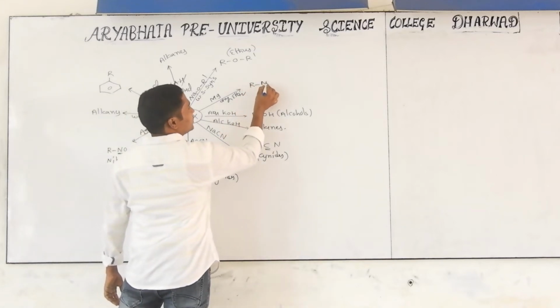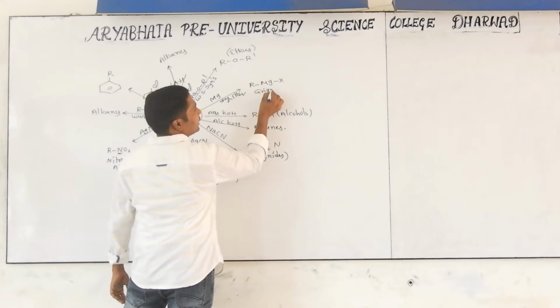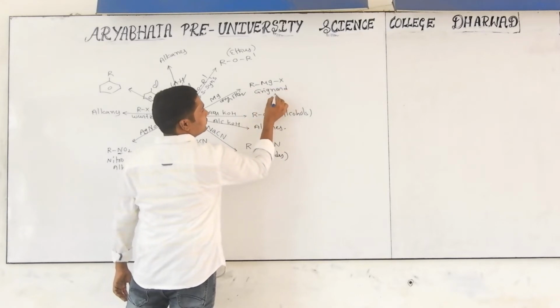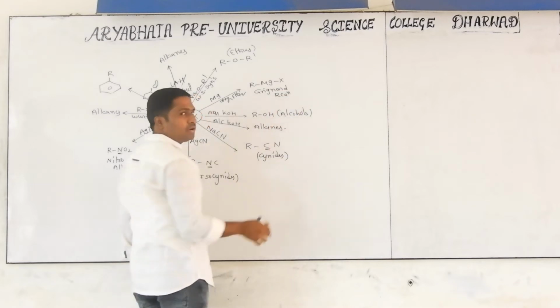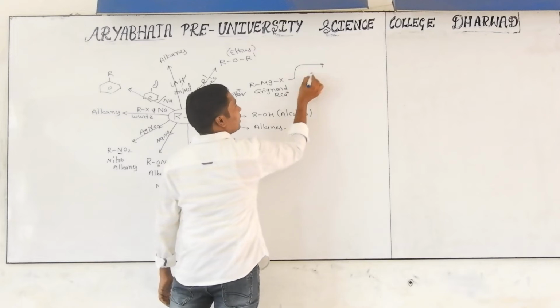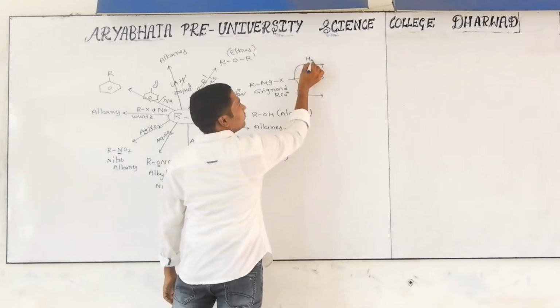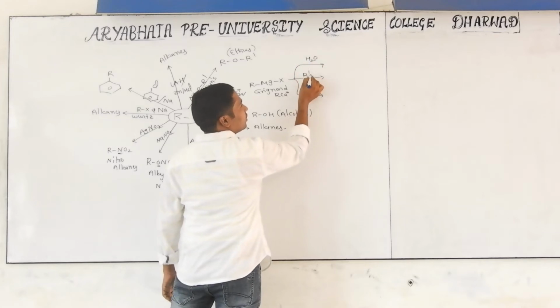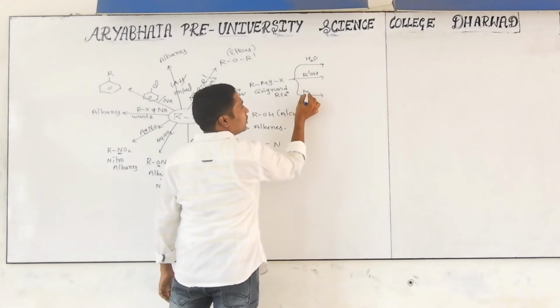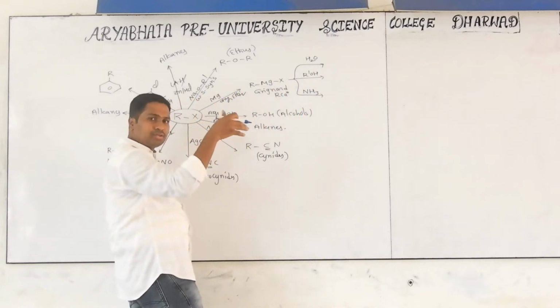R, Mg, X we are getting. This is what we call the Grignard reagent. Based on this Grignard reagent, we have some other important information. It may react with different reagents like water, alcohol, -OH, or NH3. In all these cases, I explained already in the regular classes.